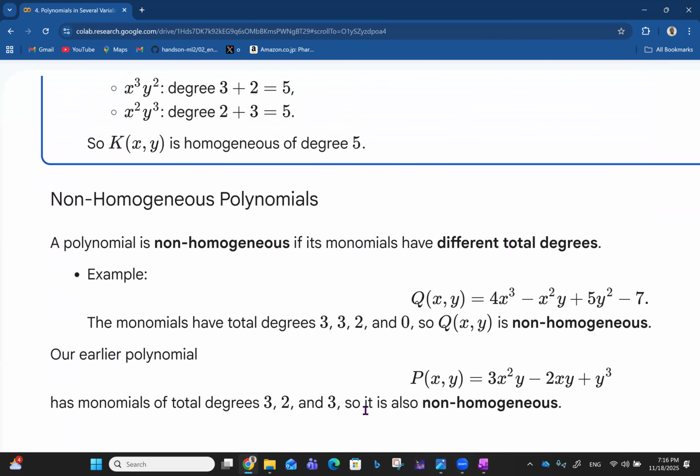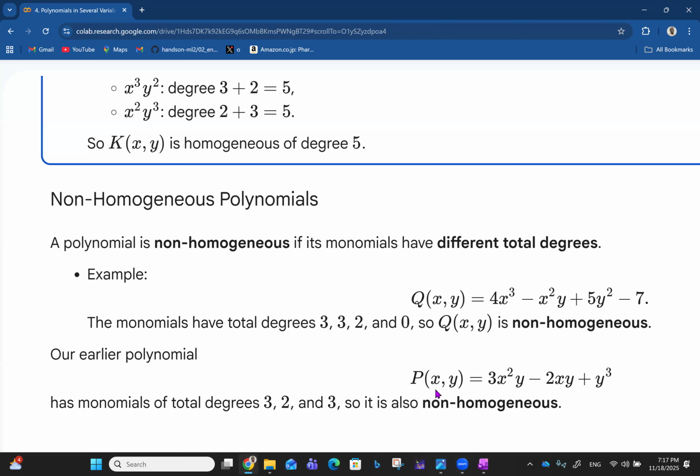Then you have non-homogeneous polynomials. A polynomial is non-homogeneous if its monomials have different total degrees. Most of the polynomials we've been seeing are non-homogeneous because the powers are different for each term. So q of x comma y, you have 4x cubed, the degree is 3. x squared y, the degree is 3, that's 2 plus 1. Then 5y squared, the degree is 2. And then minus 7, the degree is 0. As long as you have one degree that is different, it is a non-homogeneous polynomial. So q of x comma y is non-homogeneous.